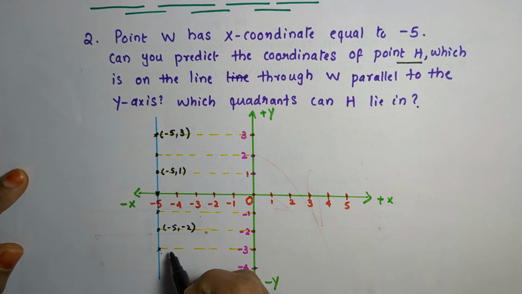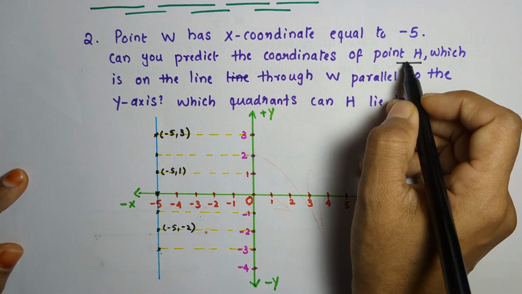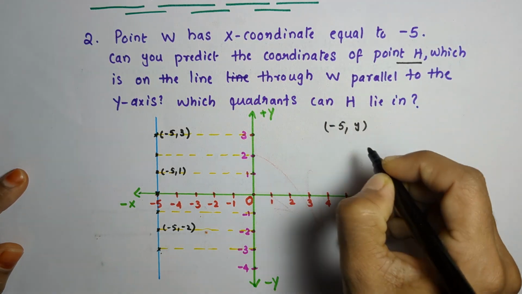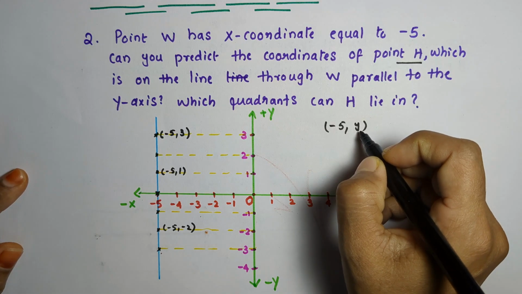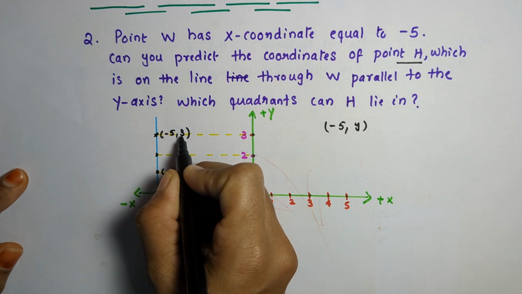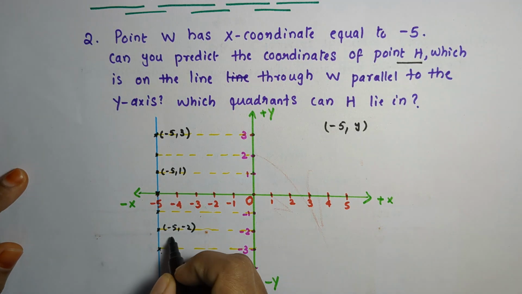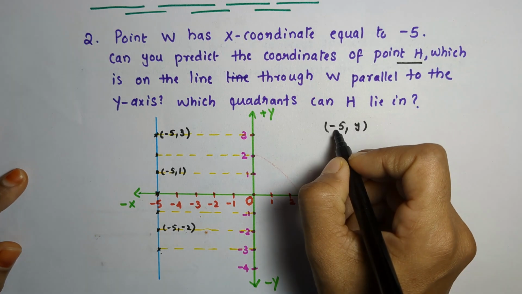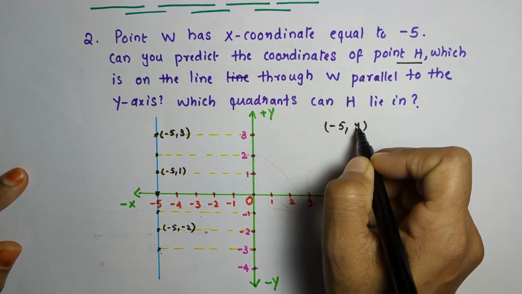Now thus we can say that the coordinates of the point H can be written as (-5, y), where y can be any real number, because you see, (-5, 3), here y is 3; (-5, 1), here y is 1; this is (-5, -2), so here y is -2. So the coordinates of H can be written in general as (-5, y), where this y can be any real number.